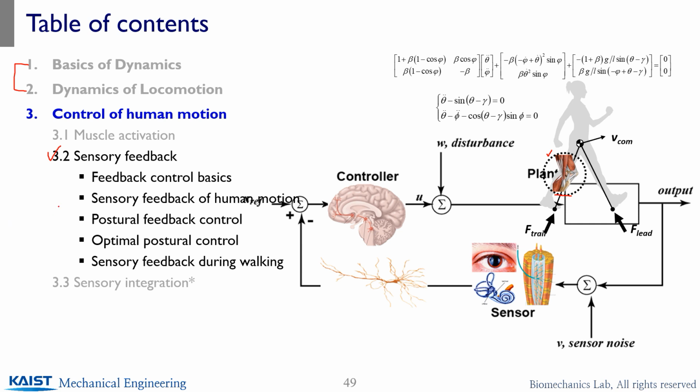So first, I'm going to briefly go over the control basics review and how sensory feedback works in human motion in general, and then talk about several examples of how we can implement those control concepts to explain posture control, the upright balance control, and walking control.